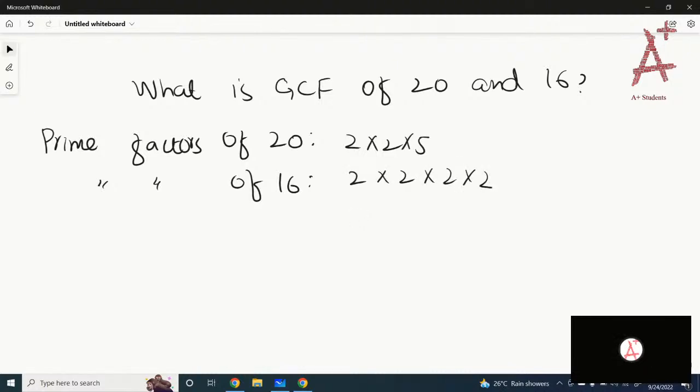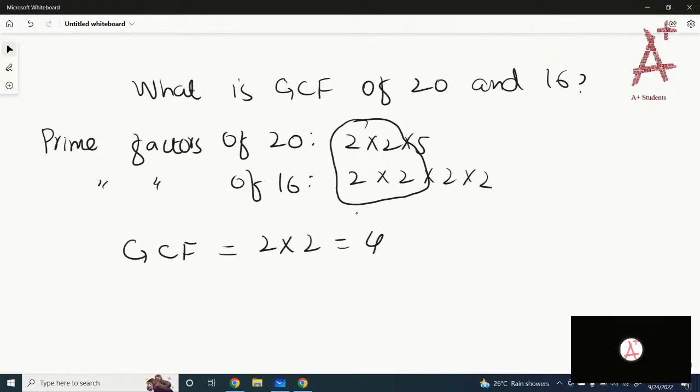Got it? So the common factors are 2 times 2. So the GCF is 2 times 2, that is 4. 4 is the greatest number that can divide both the numbers. Got it? So the greatest factor of 16 and 20 is 4.